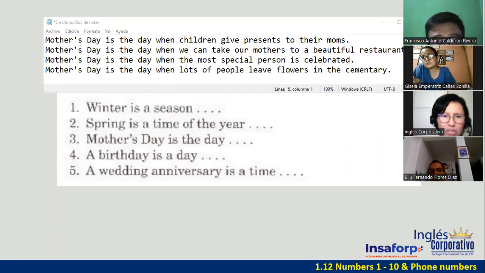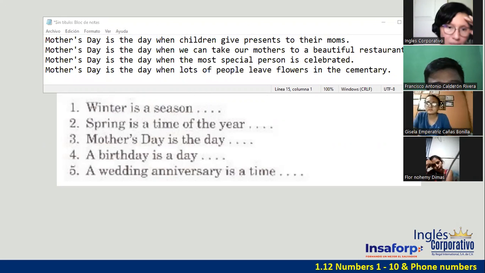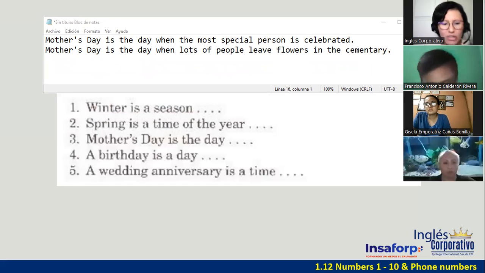Aquí veo algo en el chat. Spring is a time. Perdón, Claudia Lizeta. Hasta ahorita voy viendo sus mensajes. Dice, spring is a time of the year that is enjoyed. No. Spring is a time of the year when. Aquí no usamos that porque estamos usando relative clauses of time. Entonces usamos when, ¿verdad? Ya le doy la corrección. Thank you, teacher. You're welcome. Ahorita se las pongo acá.